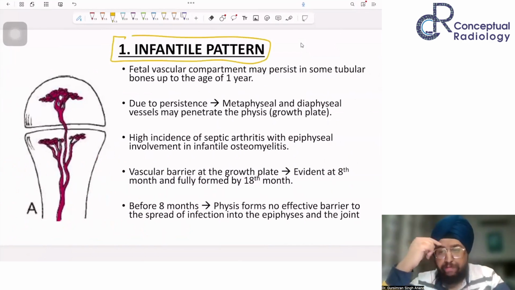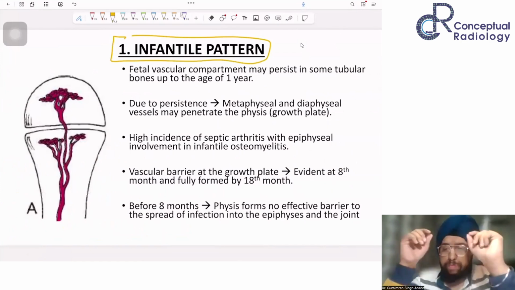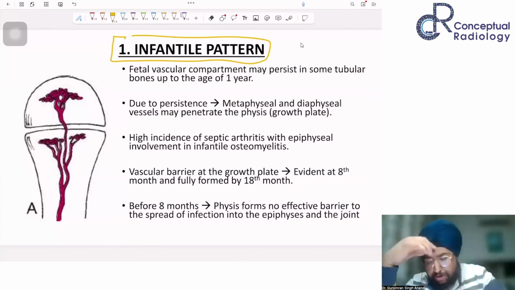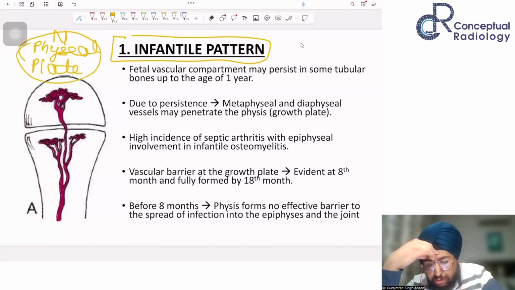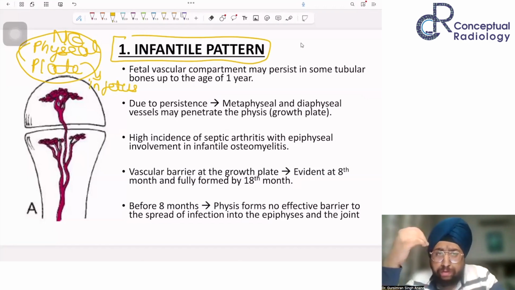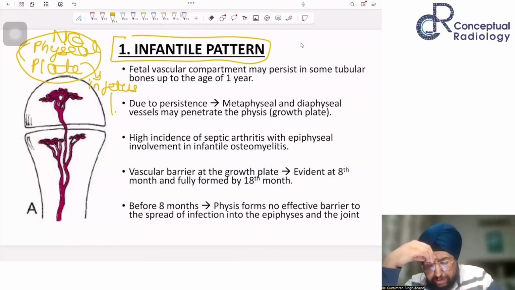So we are starting with the infantile pattern. Please listen carefully. What happens in the fetal vascular compartment of the bones? There is no presence of physeal plate in the fetus. So no physeal plate in the fetus, and this pattern, because of the absence of the physeal plate, persists till about 8 months of age.